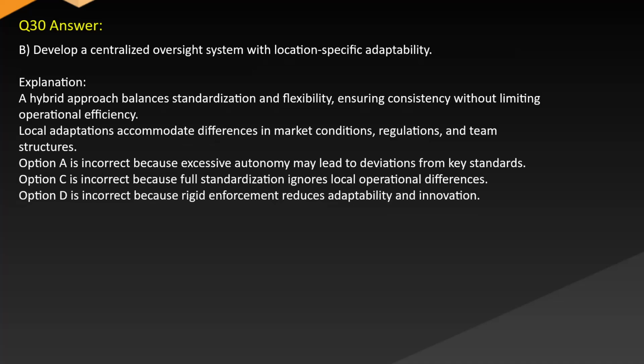Answer: B. Develop a centralized oversight system with location-specific adaptability. Explanation: a hybrid approach balances standardization and flexibility, ensuring consistency without limiting operational efficiency. Local adaptations accommodate differences in market conditions, regulations, and team structures.